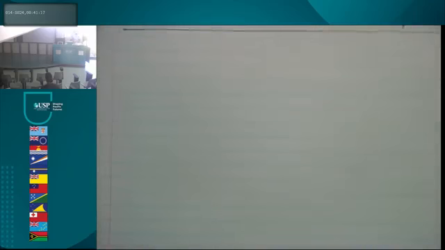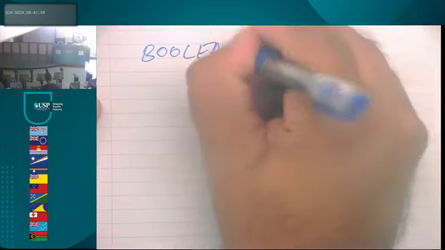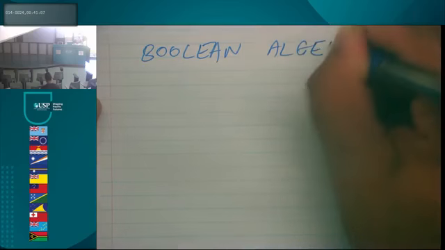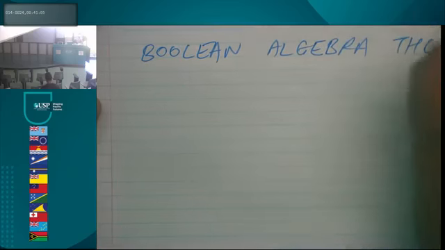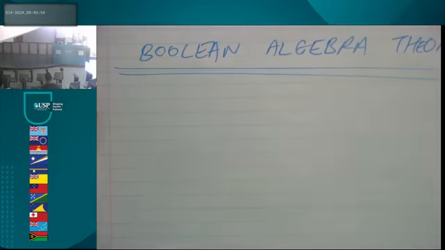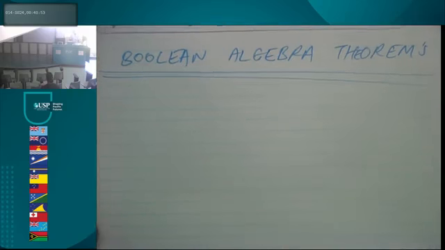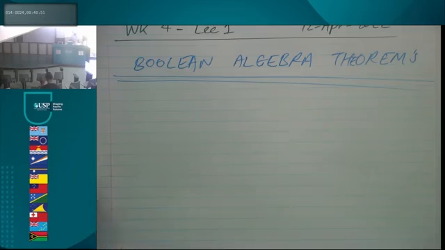All right. Now, while we're waiting for the computer guy to come in, let's start off anyway. So in today's lecture, we will be looking at some Boolean algebra theorems. Fundamental theorems. There are many theorems, but we will be looking at the fundamental theorems. All right. Okay. Let's go through theorem 1.